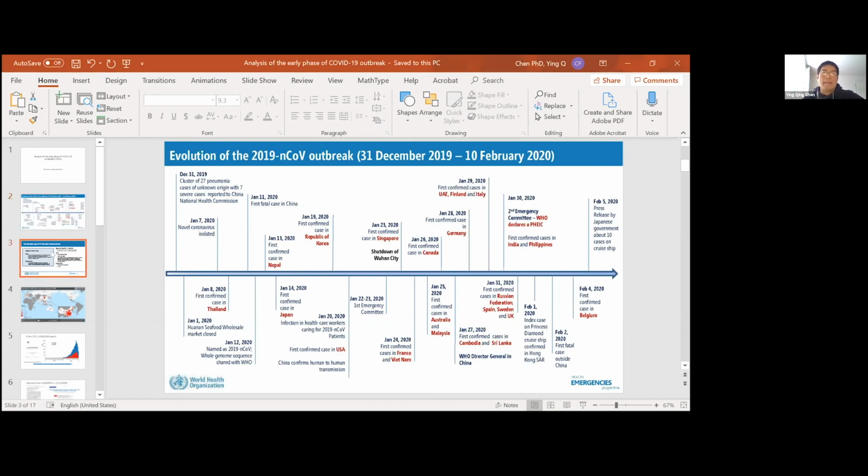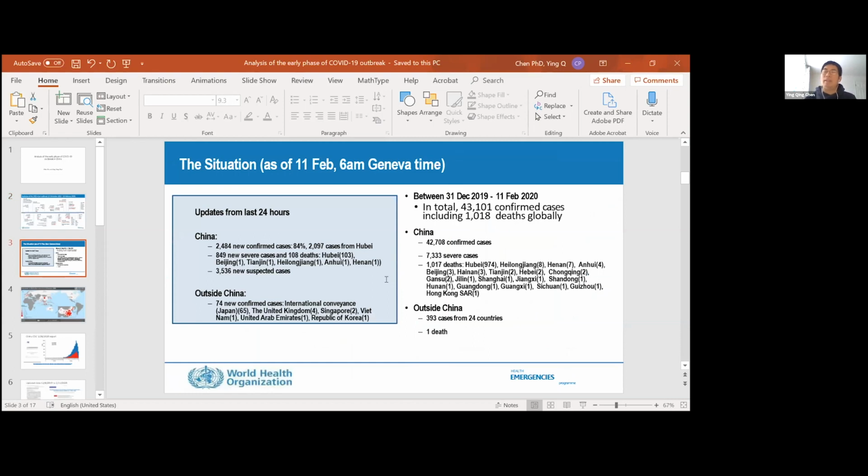And then on February 11th, there was an update after the city lockdown in terms of total confirmed cases. Between December 31 through February 11th, there are about 47 confirmed cases and about 1,000 deaths globally.